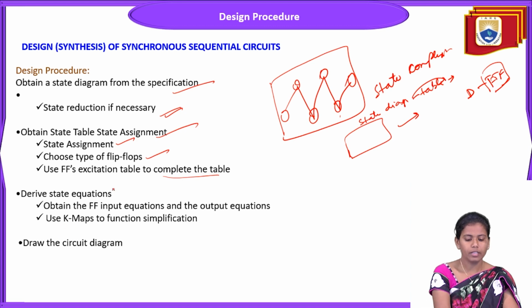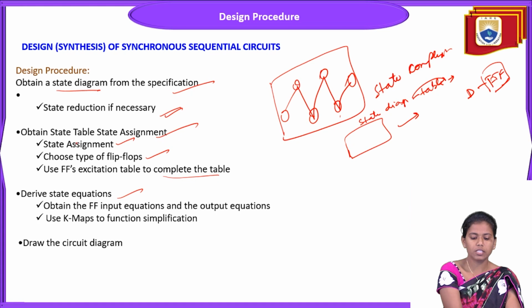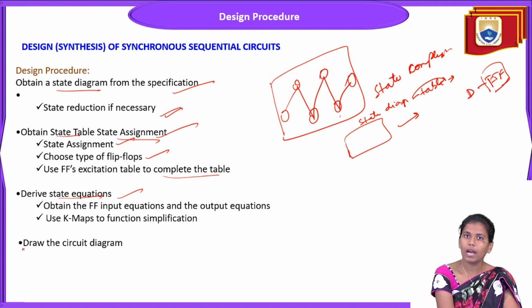Then derive state equations. So after the state diagram, moving on to the state table and then state assignment, and then finally going with the state equations. After the truth table or state table, the final thing is we have to write the expressions: obtain the flip-flop input equations and the output equations.